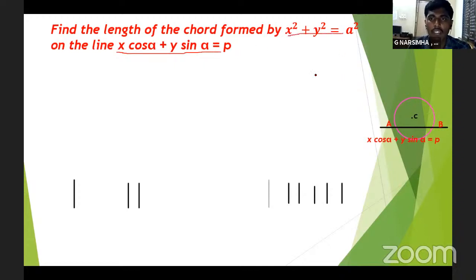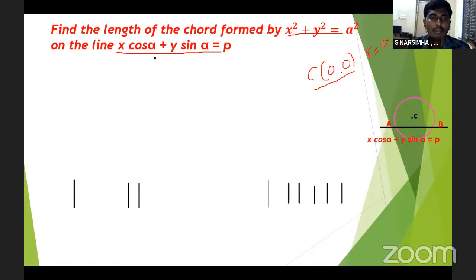Just observe the circle, that is x square plus y square equals to a square. That means center of the circle is origin. It is in standard form of a circle, that is x square plus y square is equals to r square. When the circle is in standard form, we can say that center of the circle is origin, and radius is a, because instead of r square, a square is there. Therefore, radius is equals to a.